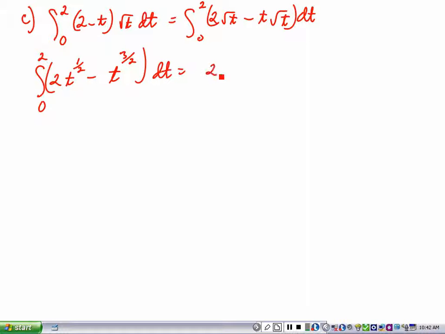So this gives us 2 times t to the 3/2, all over 3/2, minus t to the 5/2 divided by 5/2.